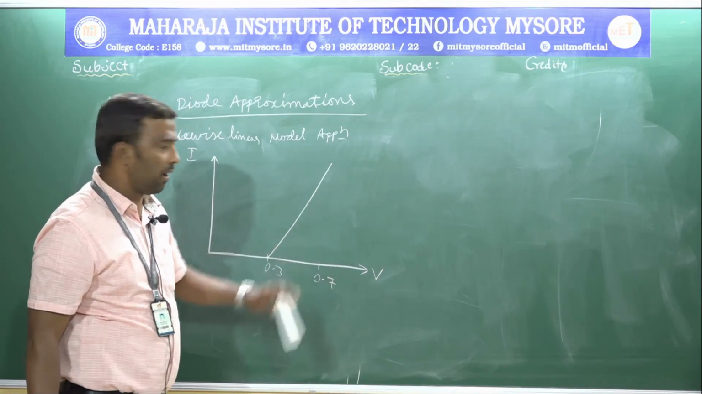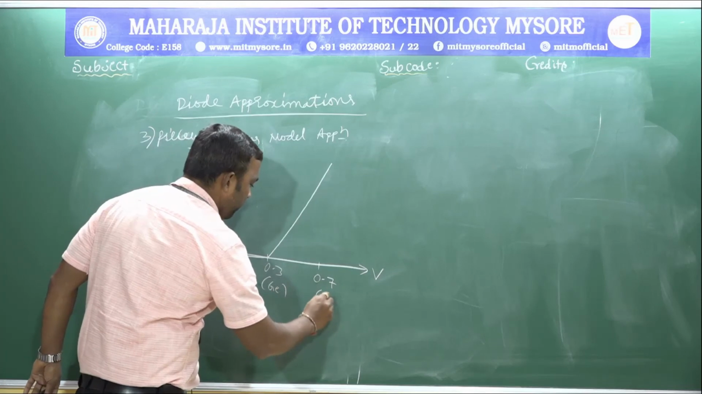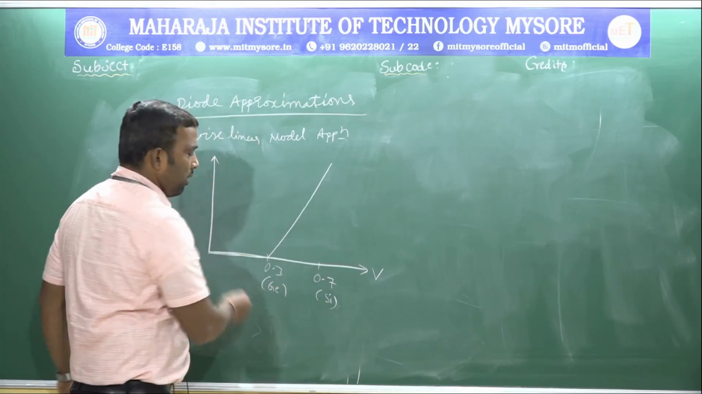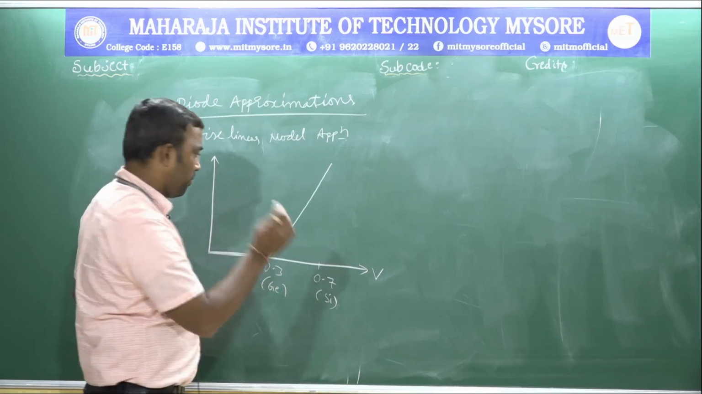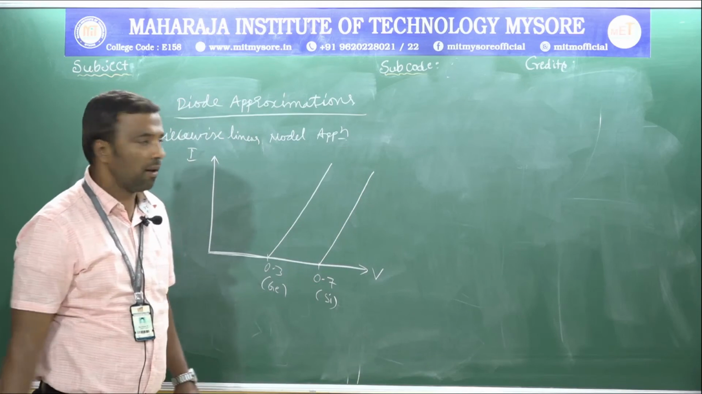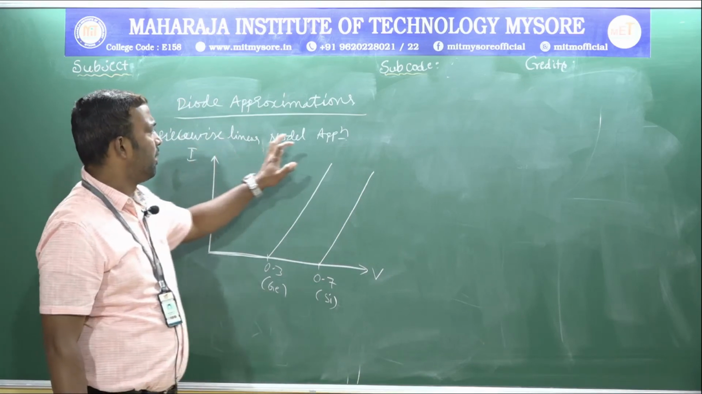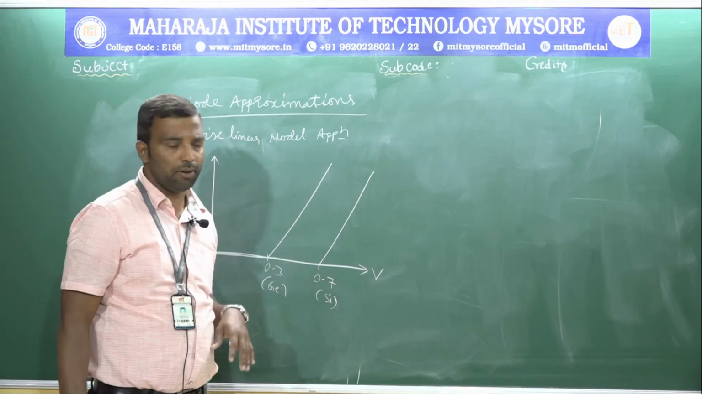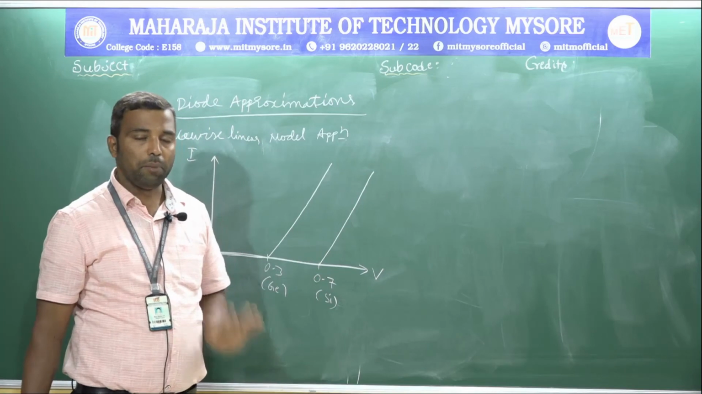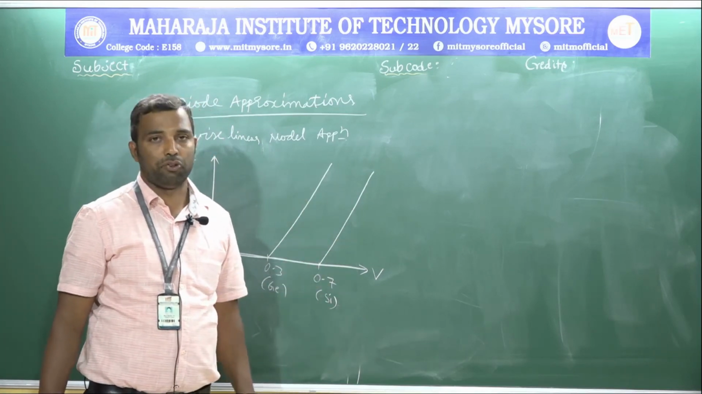Current increases linearly. So for germanium, and for silicon, below 0.7 the current is 0. After 0.7, it increases linearly. This is nothing but the piecewise linear model approximation, and this is also not practical. For practical cases, we concentrate on the exponential expression.